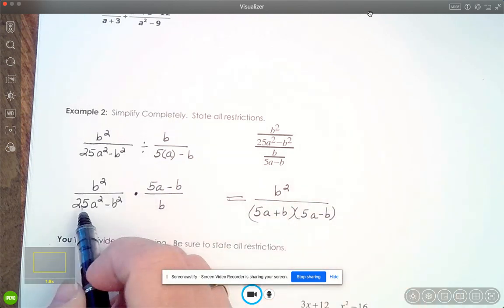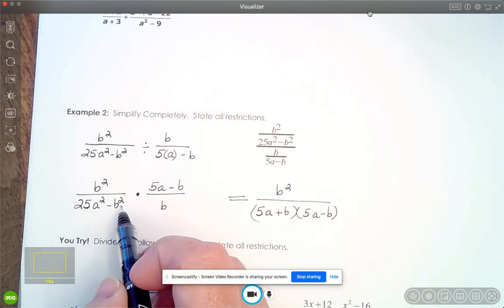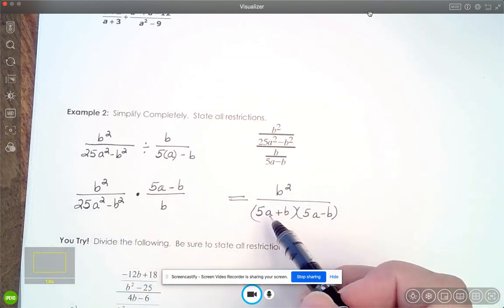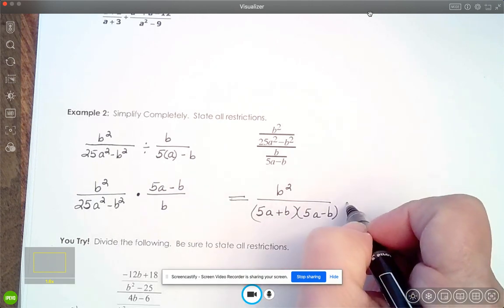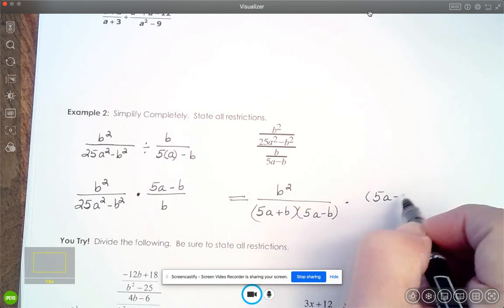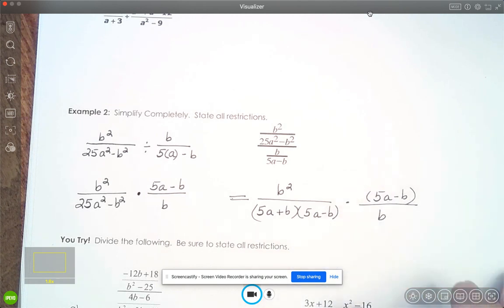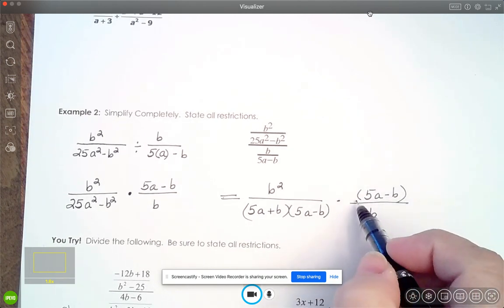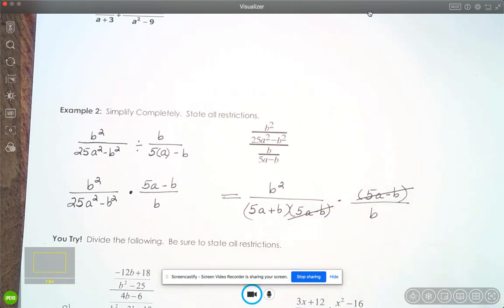Okay, 25 is a perfect square, 5 times 5. A squared is a perfect square, a times a. B squared is a perfect square, b times b. 5a plus b, 5a minus b. Over here now, I cannot do anything with the 5a minus b and the b. But I'm going to cancel out. I have a 5a minus b in the numerator, a 5a minus b in the denominator.